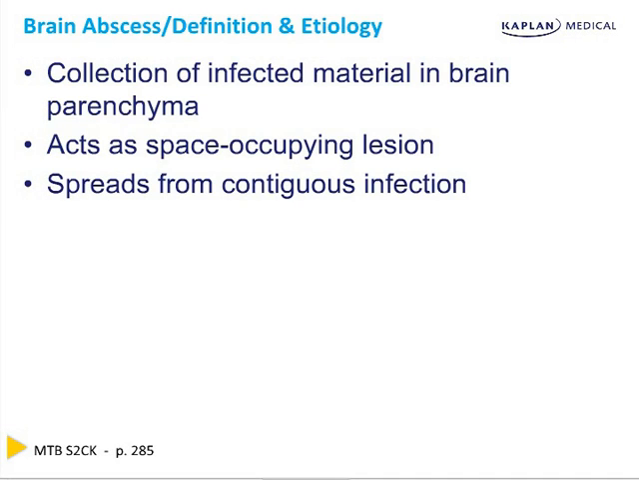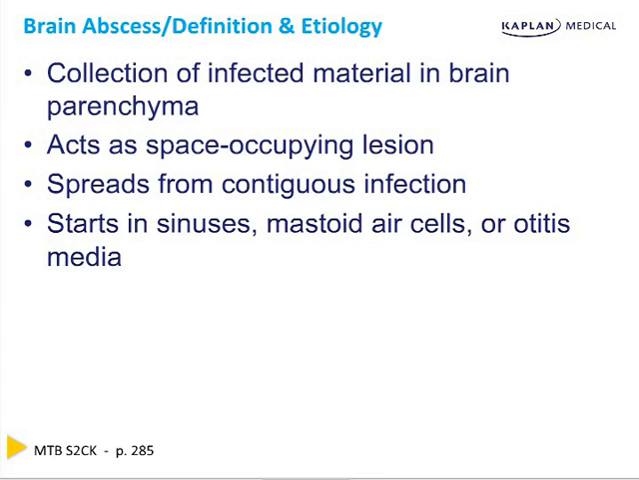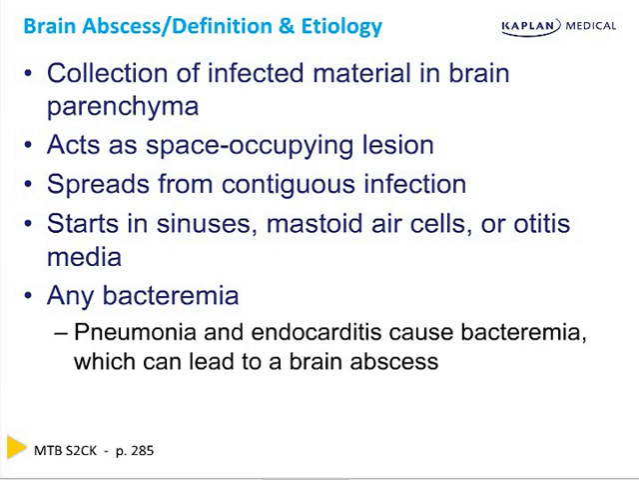It spreads from a contiguous infection. The other abscesses, subdural and epidural abscesses, are spread by the blood. The brain abscess starts out in the sinuses, the mastoid air cells, otitis media. It's a very rare complication, but it can spread inside. And any bacteremia could go inside. Pneumonia and endocarditis cause bacteremia, and that's simply why they're some of the most common reasons to cause a brain abscess, simply because these are two of the most common reasons for anybody to have a bacteremia. Remember that the most common reason, though, is just that it spreads from a contiguous infection.